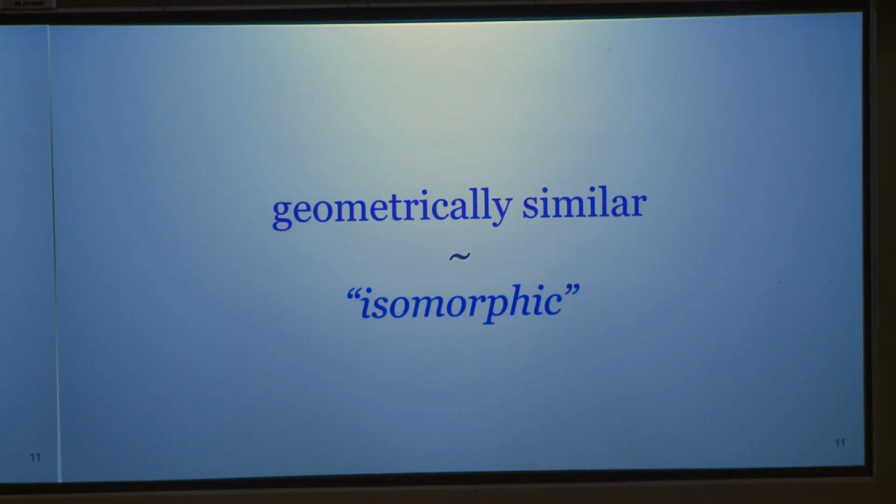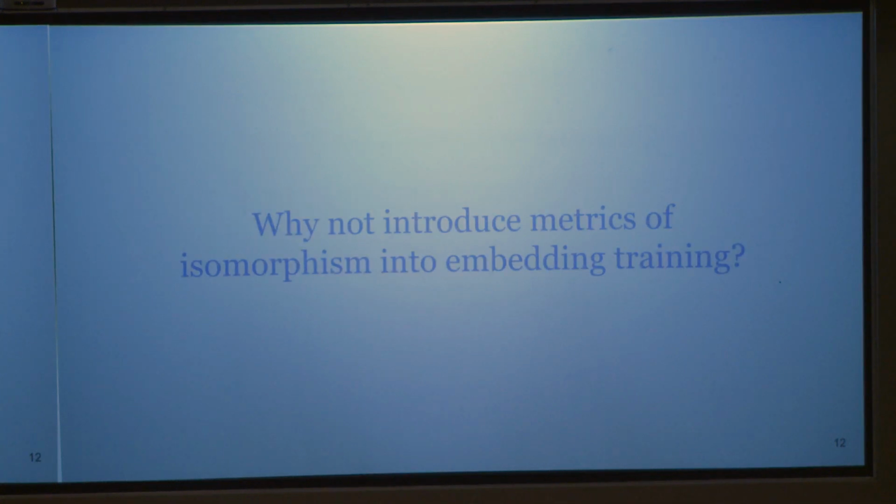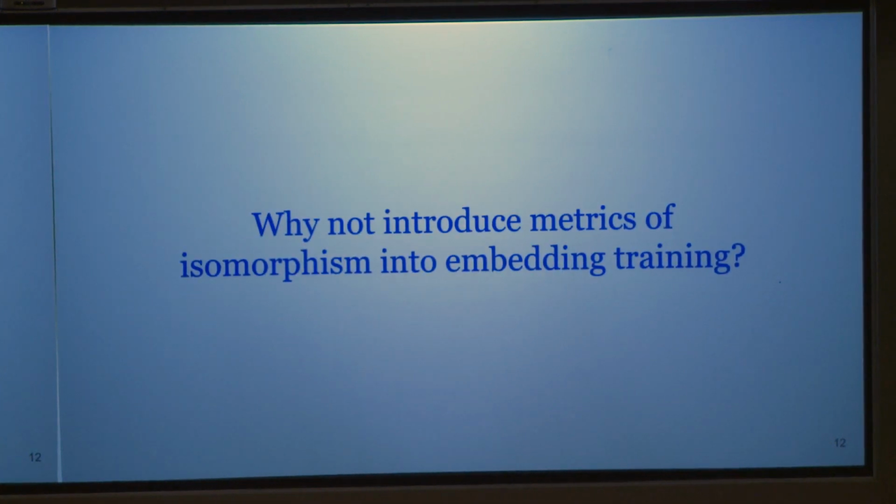But the idea in this paper was, well, why do we have to restrict ourselves to the geometry that an embedding algorithm naturally produces? So I thought, why not introduce metrics of isomorphism into the embedding training itself? Try to train embeddings to be more geometrically similar to one another, and then we won't really have a problem in mapping them via linear transformation in our downstream tasks.